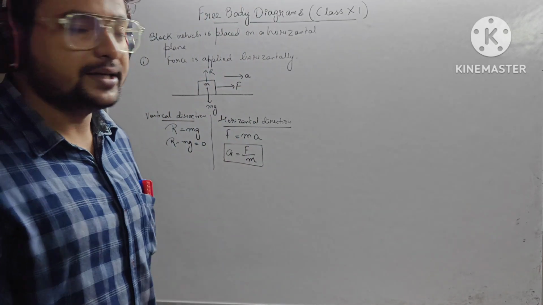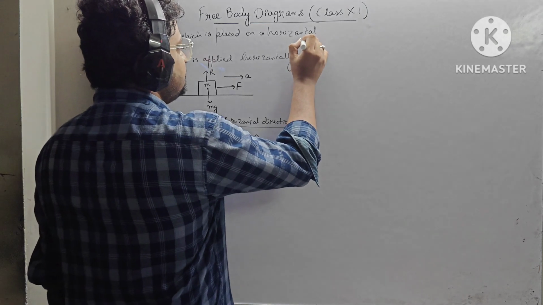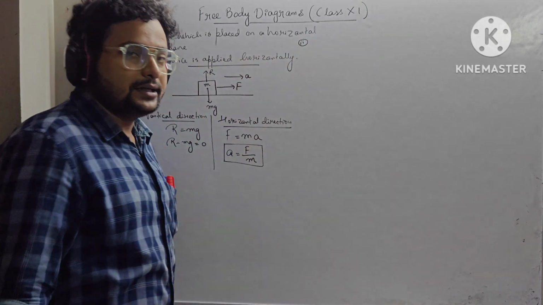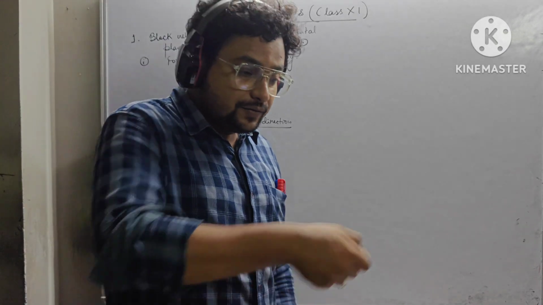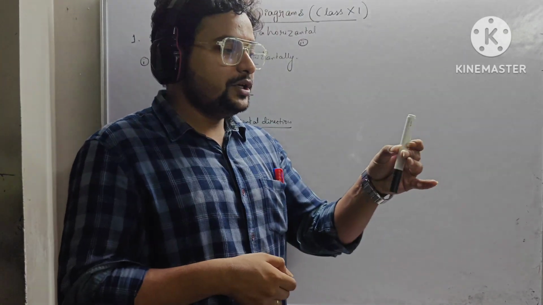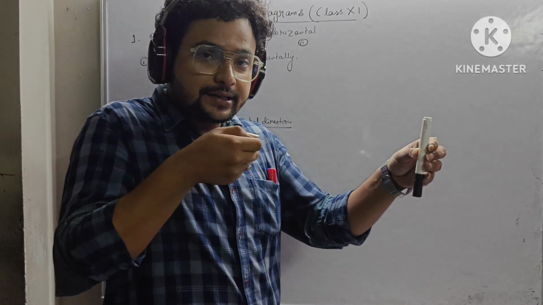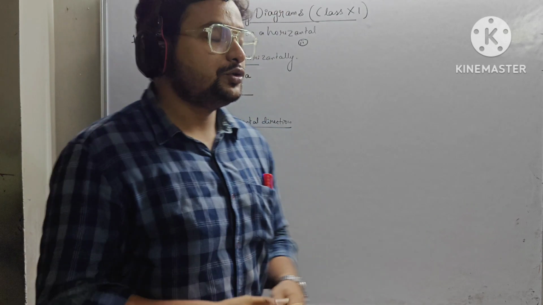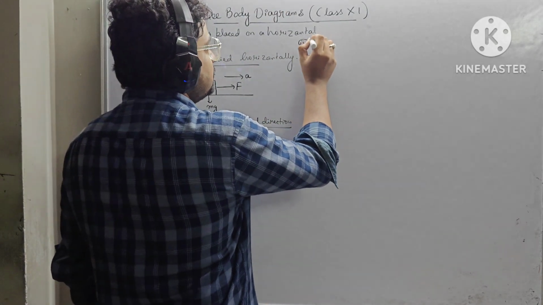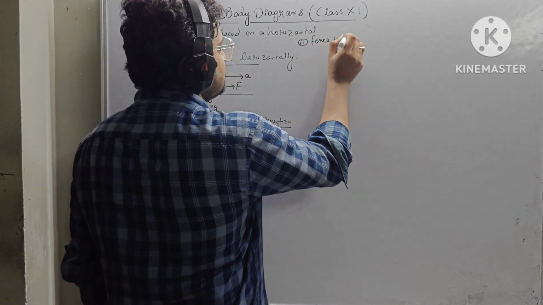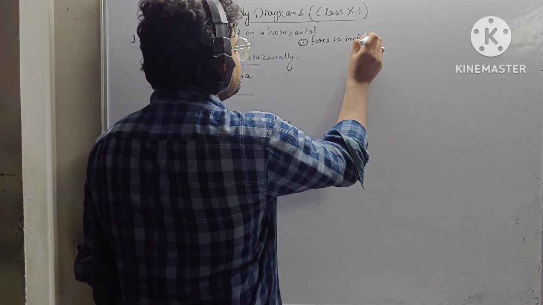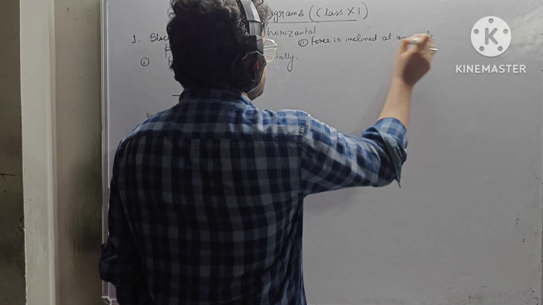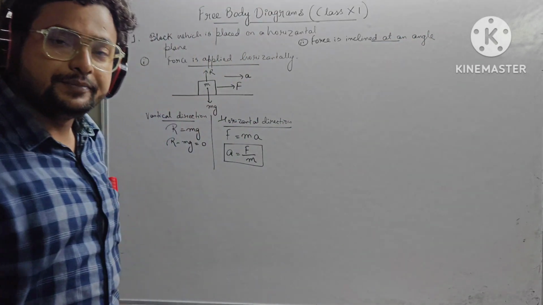So this is a very simple case. Number 2, subdivision 2. Now see, over here, I had applied the force horizontally, but I can also apply the force at an angle. Suppose this is the body, and I am not applying the force horizontally, I am applying the force which is inclined at an angle in this direction. In that case, how to find out? So number 2, force is inclined at an angle.